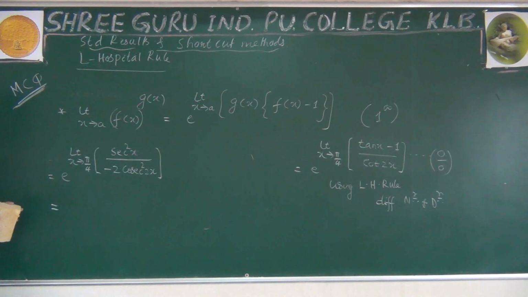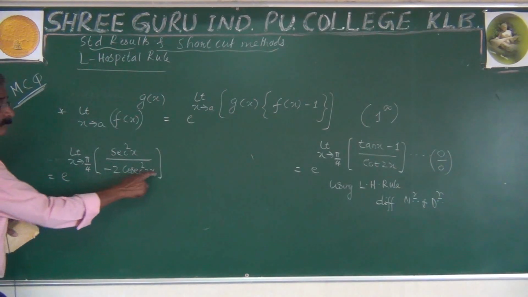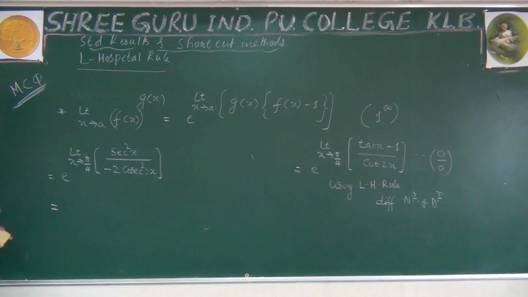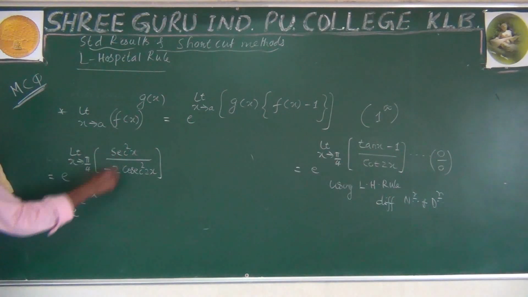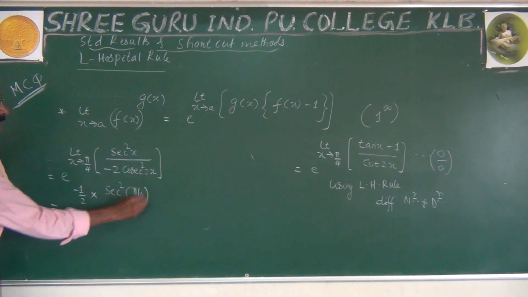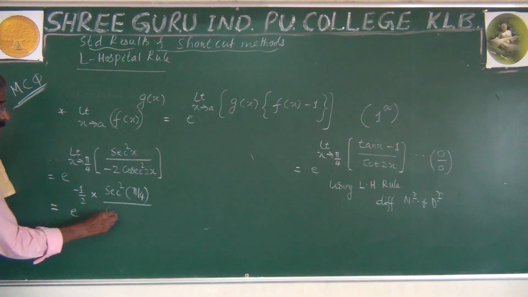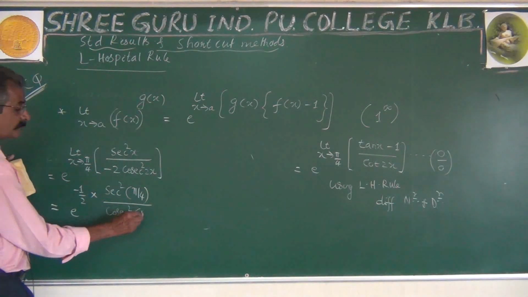Now check over here. When we replace x with pi by 4, it becomes pi by 2. What is cosec pi by 2? 1. That means we will not get 0 by 0 form. Replace x by pi by 4. E power minus 1 by 2 into secant square pi by 4 divided by cosec square pi by 2, because 2 into pi by 4 becomes pi by 2.